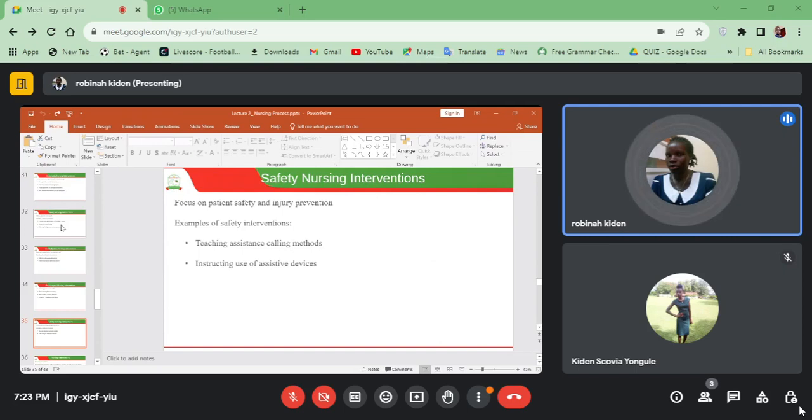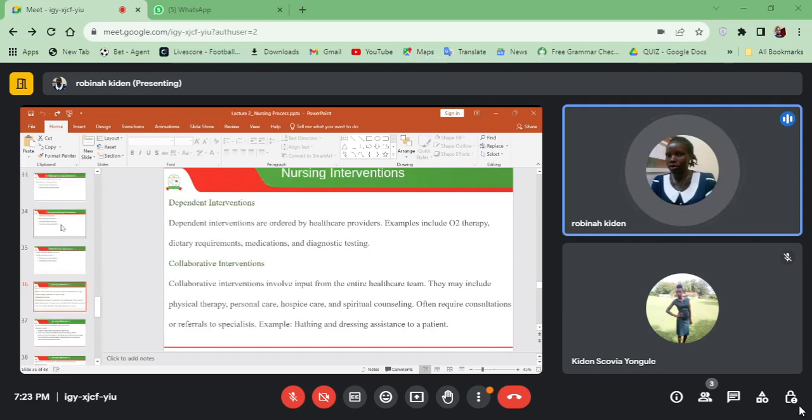So let's continue. We are still continuing with nursing interventions. So the nursing interventions can be dependent interventions or collaborative interventions. The dependent interventions are interventions that are ordered by healthcare providers. For instance, administration of oxygen can be ordered by the doctor, or dietary requirements, medications, and diagnostic testing.